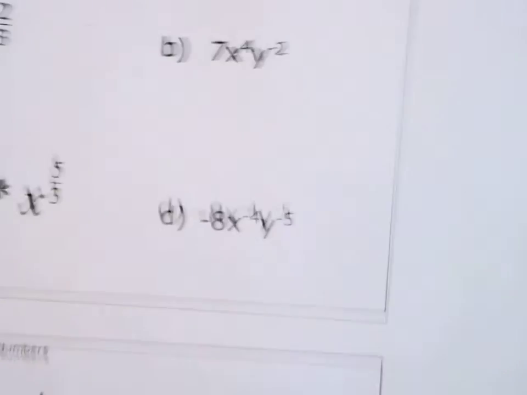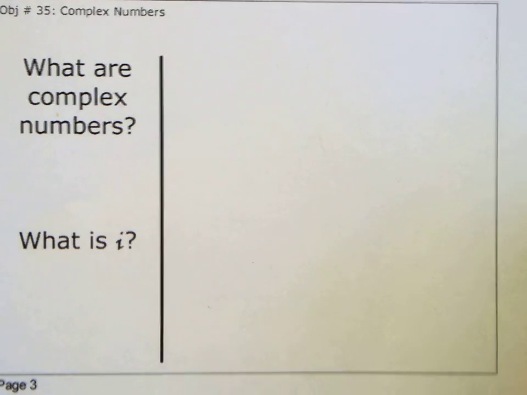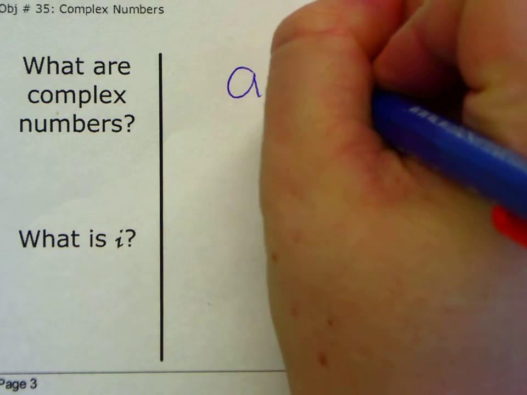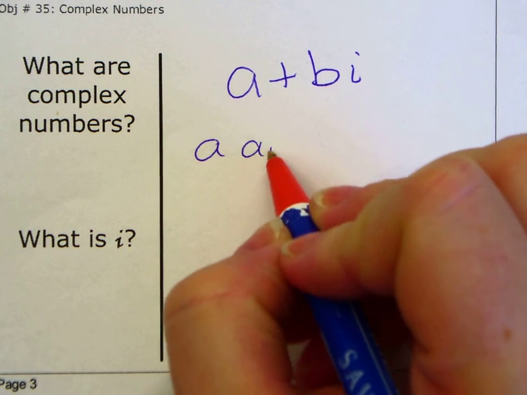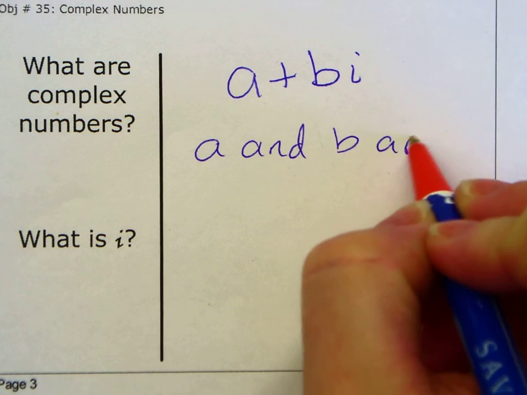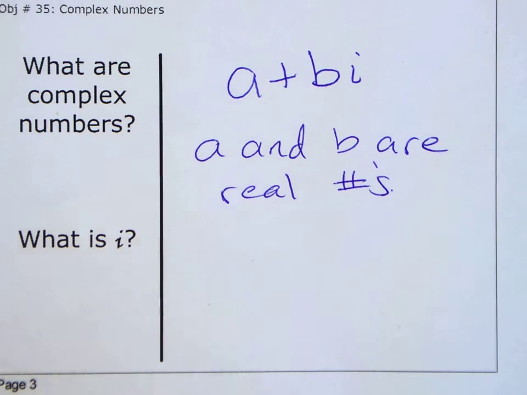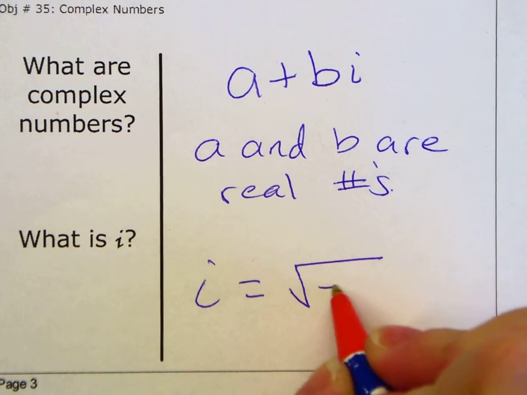Alright, so what are complex numbers? Complex numbers are numbers that can be written as a plus bi, where a and b are real numbers. What is i? i equals the square root of -1.